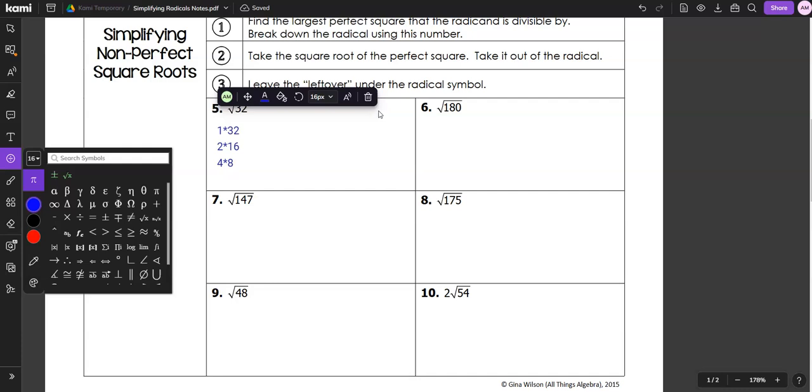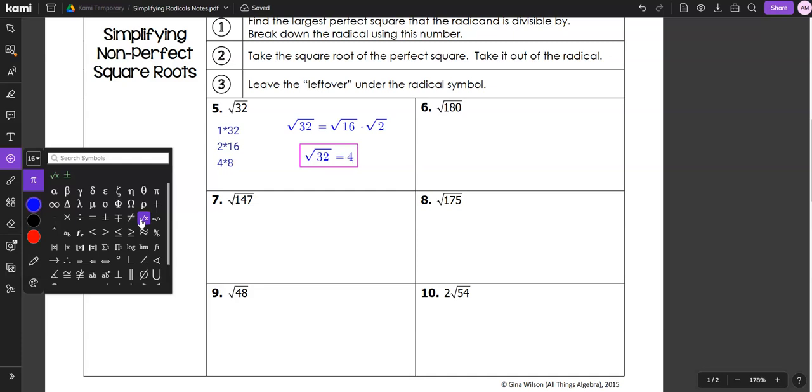So the square root of 32, and we're going to write it this way, is equal to the square root of 16 times the square root of 2. The reason I'm putting the square root of 16 first is that it is the one that is a perfect square. So that tells me that the square root of 32 is equal to 4 times the square root of 2.